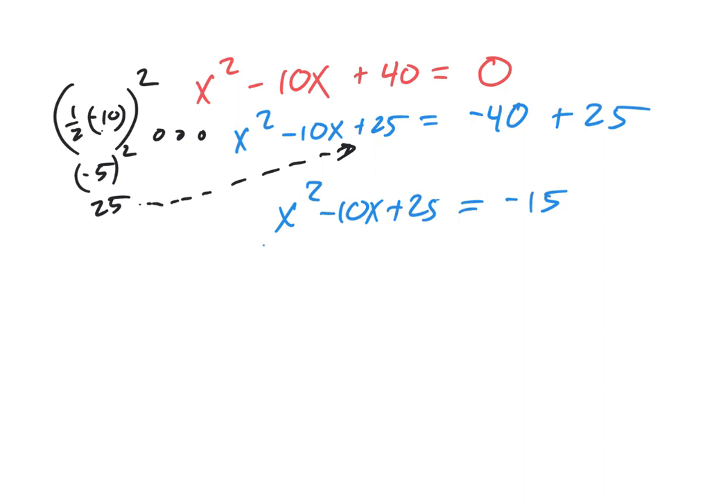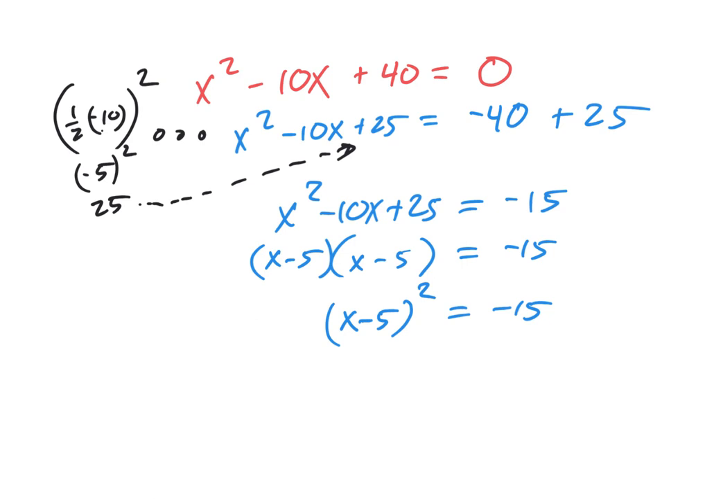On the left, I'm trying to factor two numbers that multiply to 25, positive, and add to negative 10. And again, if I've done this the right way, it's the exact same thing. That's why it's called completing the square. So this is x minus 5 squared equals negative 15. Take the square root of both sides. I will have x minus 5 equals plus or minus the square root of negative 15.